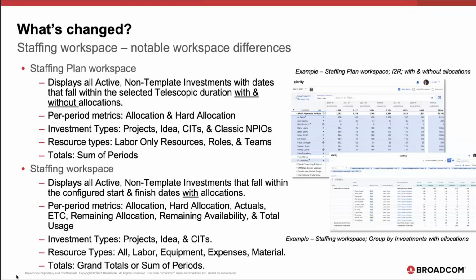Resources are displayed using last name, first name, which is the preferred method and consistent across the modern UX. And staffing has a set of robust filtering capabilities compared to the fixed set of filters in staffing plan. The supported investment types include projects, ideas, and custom investment types. Classic NPIOs, or non-project investment objects, are not supported in the staffing workspace. The supported resource types include labor for resources and roles and teams, and non-labor, such as equipment, expense, or material. And totals can be displayed using either grand totals or sum of periods. These options were introduced in the last release.